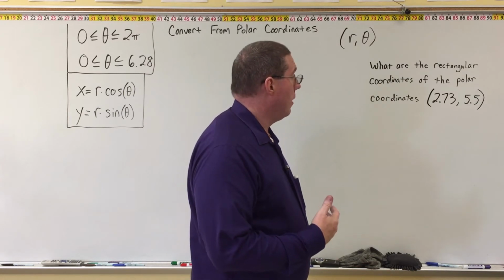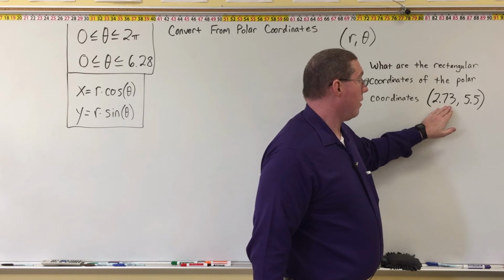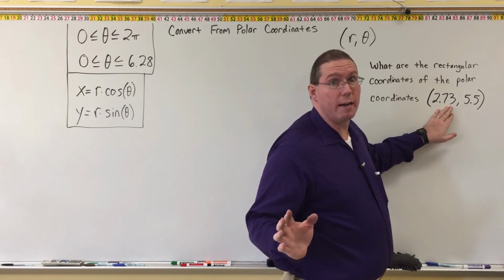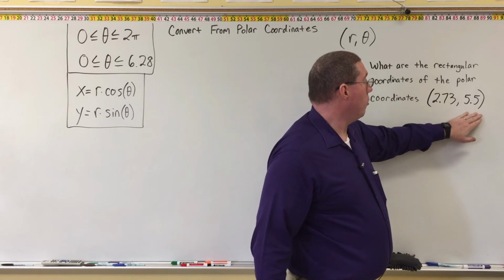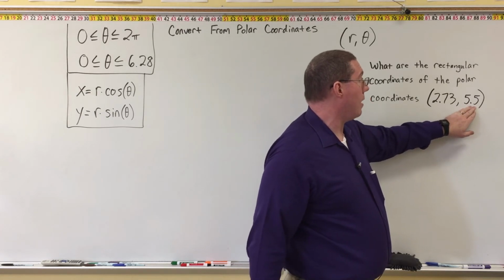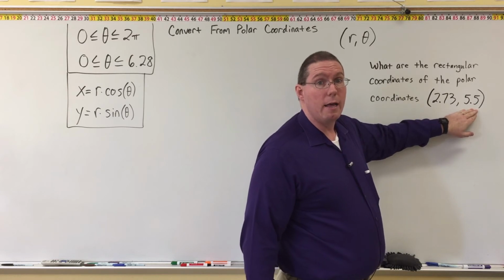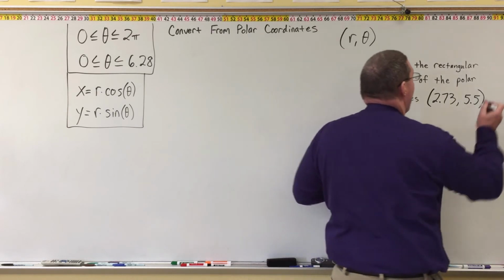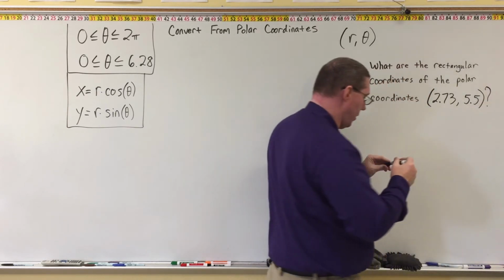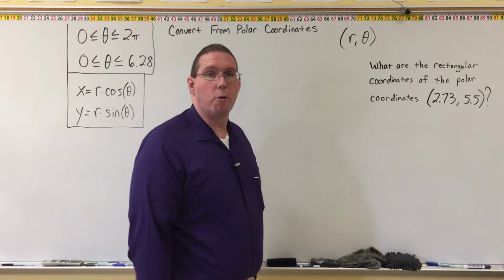Okay, here's another one. Now things are getting pretty crazy. Now the radius is a decimal value, which is just fine. It doesn't have to be whole numbers. And the radian value, in addition to not having pi, is a decimal value. But that's okay. It's between 0 and 2 pi, so it's definitely fair game. Okay? Why don't you go ahead and hit pause and see if you can figure out the rectangular coordinates of those polar coordinates.